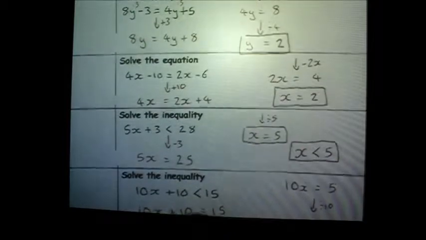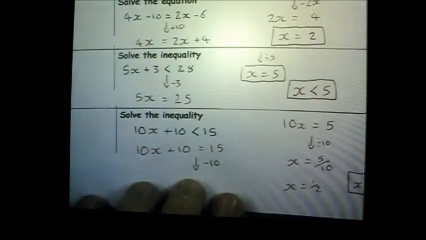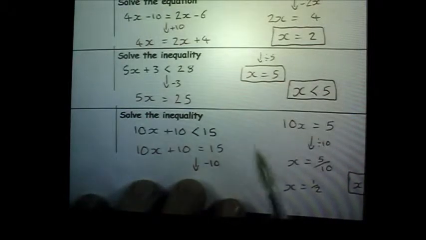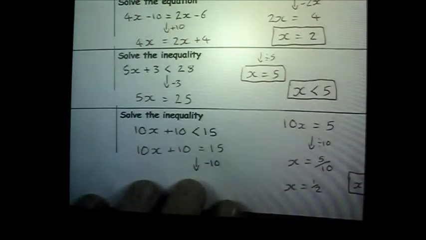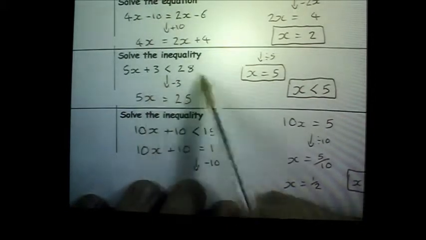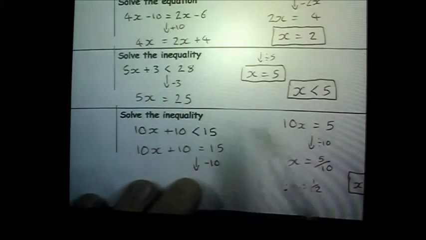The next one, solve the inequality. This is basically solving an equation. You need to find out the value of x. The only difference is you need to take out the inequality sign and put an equal sign in. So what I've done here, look, I've replaced that with an equal sign there. Got rid of the 3 from both sides, so 5x is 25. How do you undo times by 5?